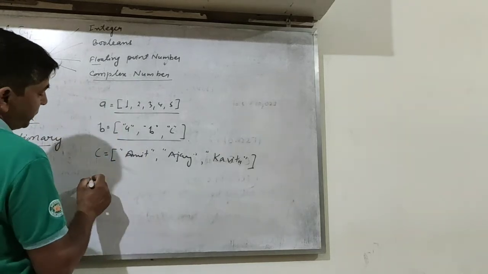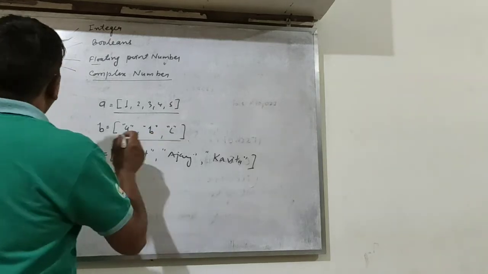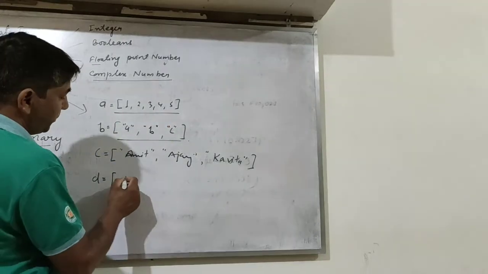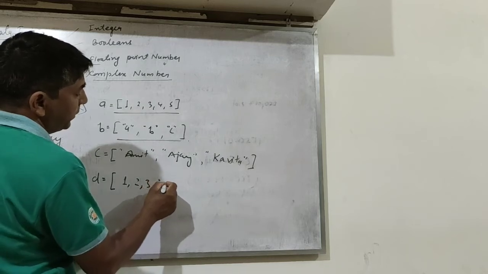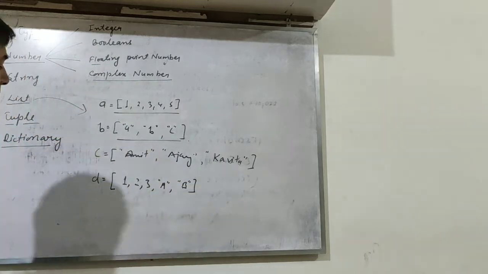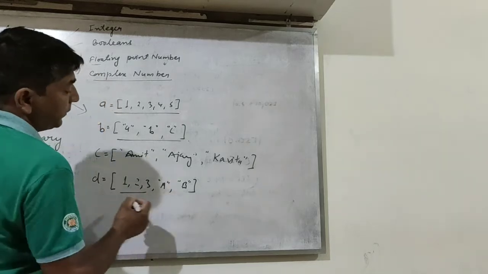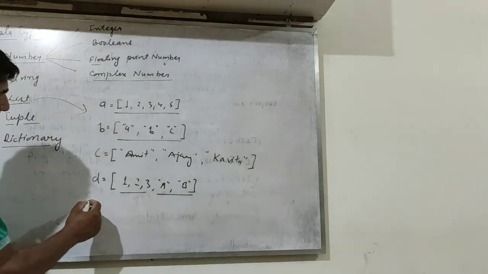Okay, next one, suppose you want to make the mixed list. How do you write it? At first you write 1, 2, 3, and then suppose you write A, then you write B. Okay, this is the method of making a list in a mixed way. These are the integer values and these are the string values. This is the mixed way, and this is how you represent and display the information. This is the normal way.